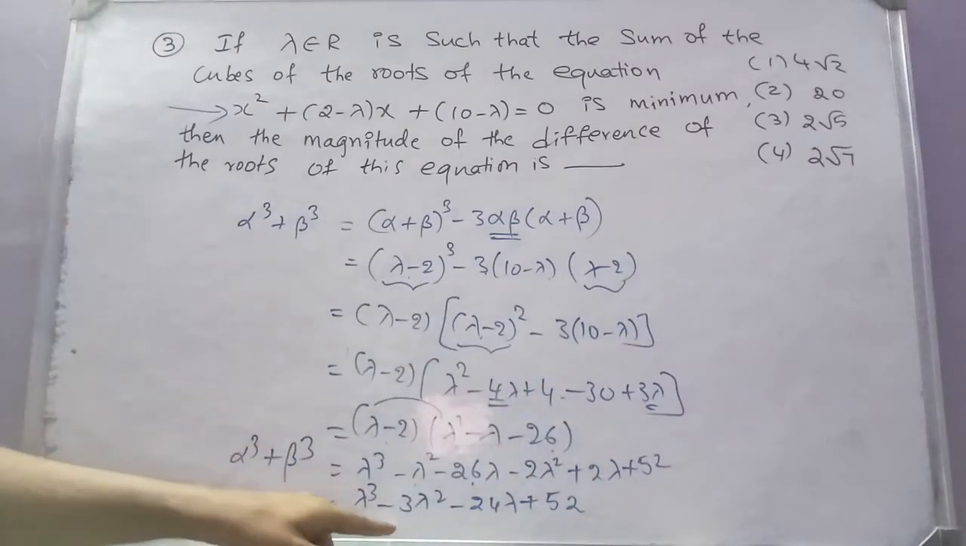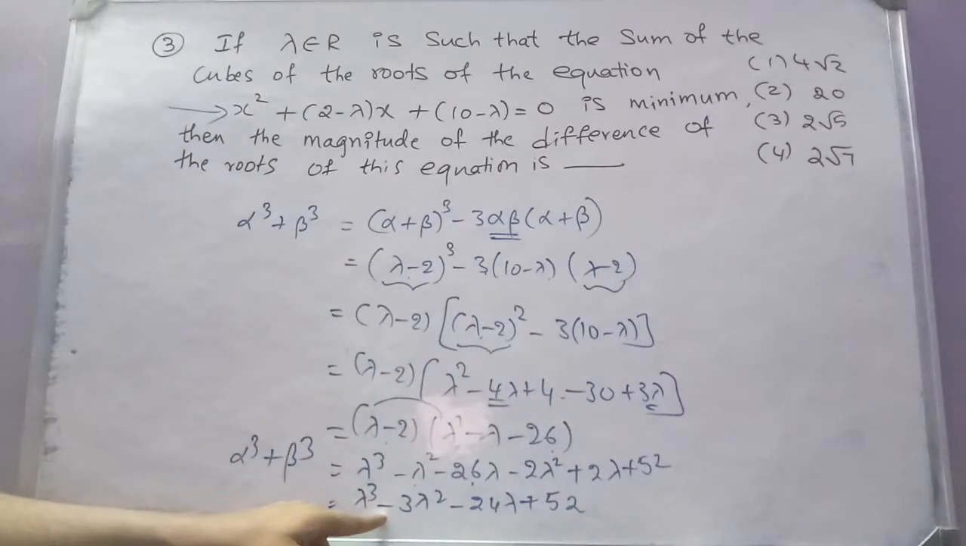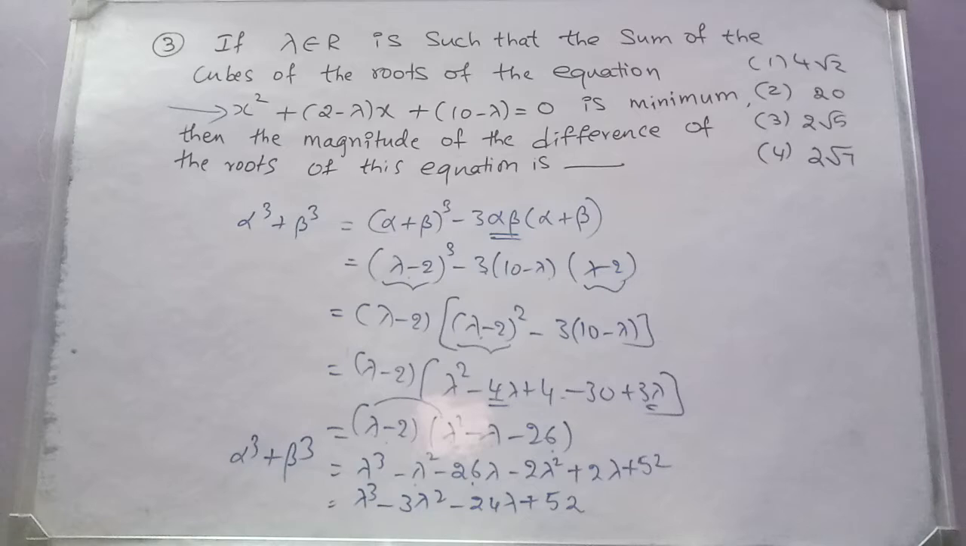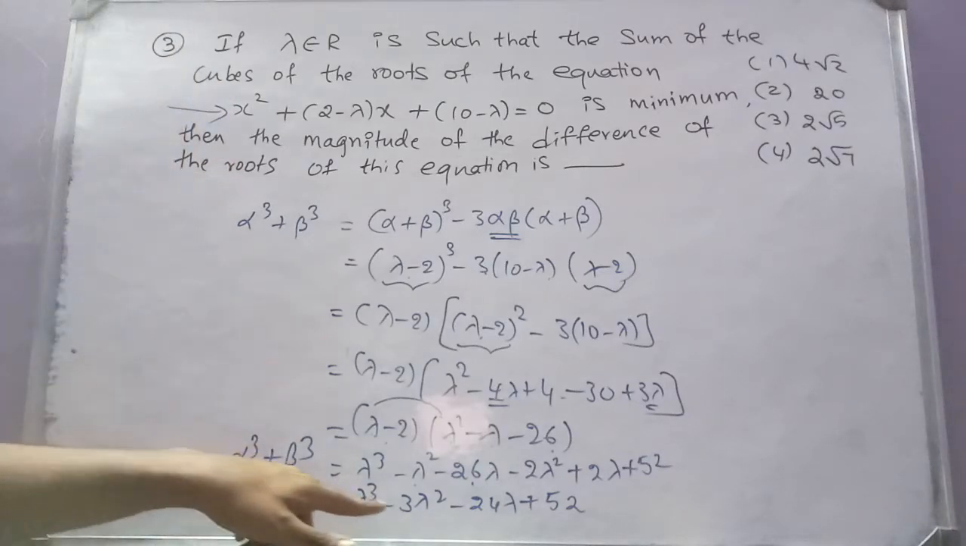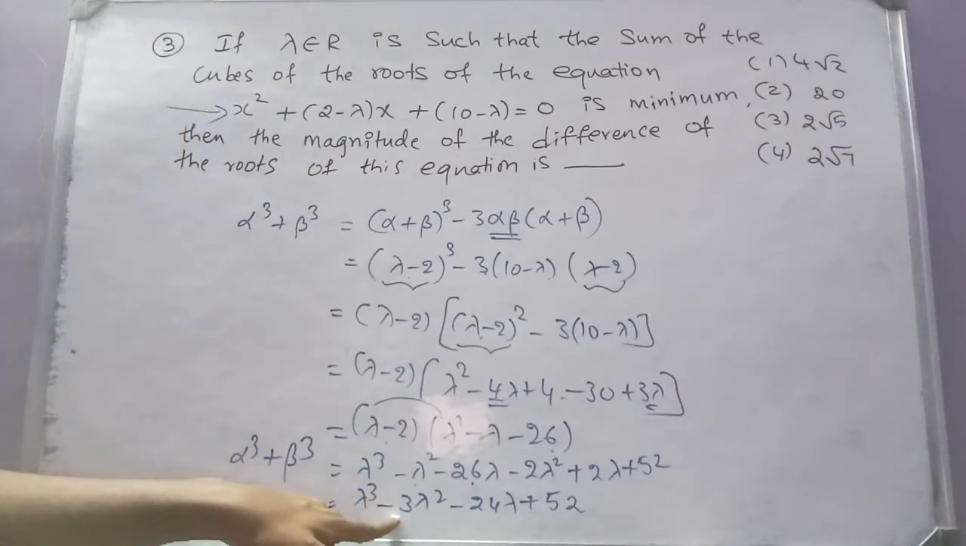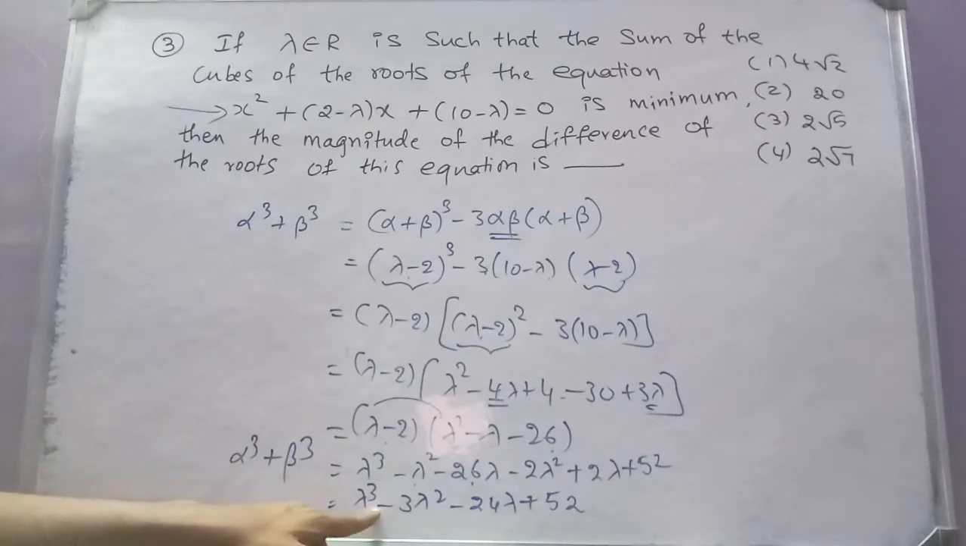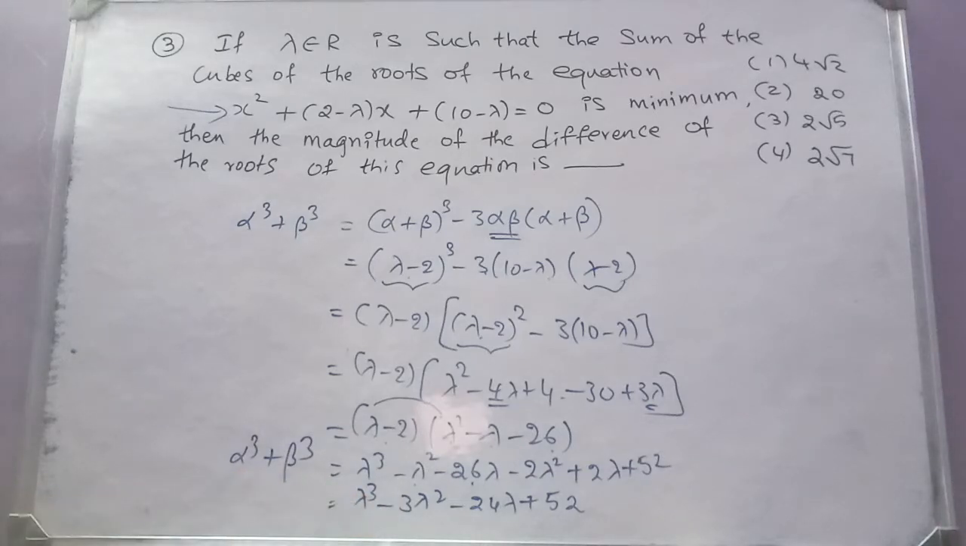Alpha cube plus beta cube is in terms of lambda. It is a cubic polynomial in terms of lambda. And we are supposed to find the value of lambda where this thing is minimum. In order to find the minimum value of a cubic polynomial, we are supposed to use the concept of calculus, the minimum and maximum. Let us continue how to find the minimum using the calculus concept.